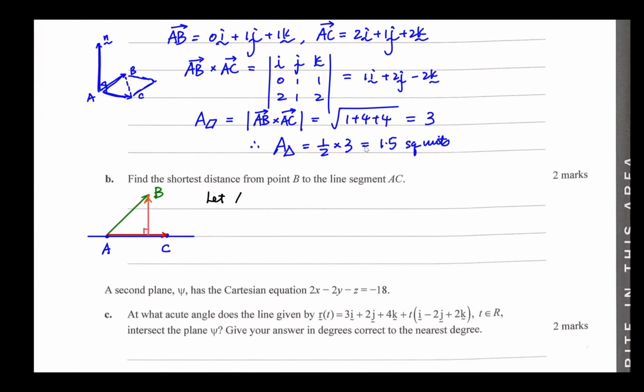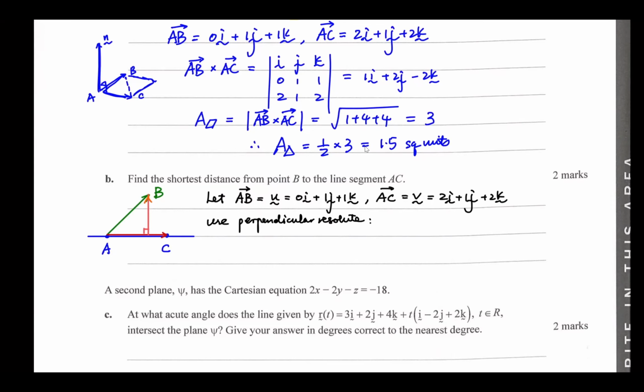So let AB equal to u, which is 0i plus 1j plus 1k. A to C is v, equals to 2i plus 1j plus 2k. So use the perpendicular resolute formula. u perpendicular to v is u subtract u dot v hat, times v hat. So I'm going to calculate this vector and then find the magnitude of this perpendicular resolute.